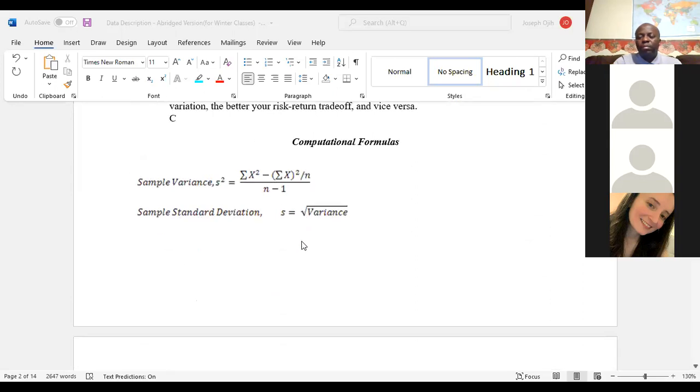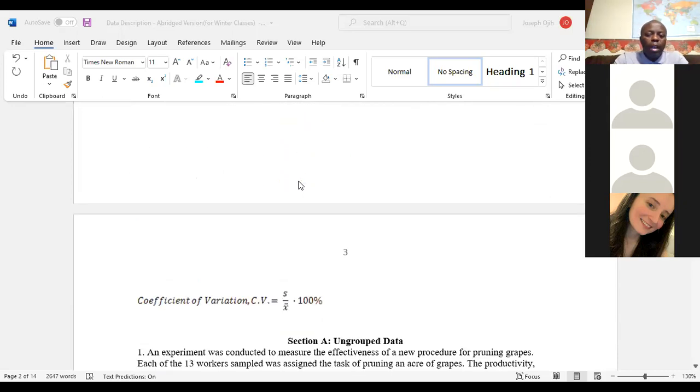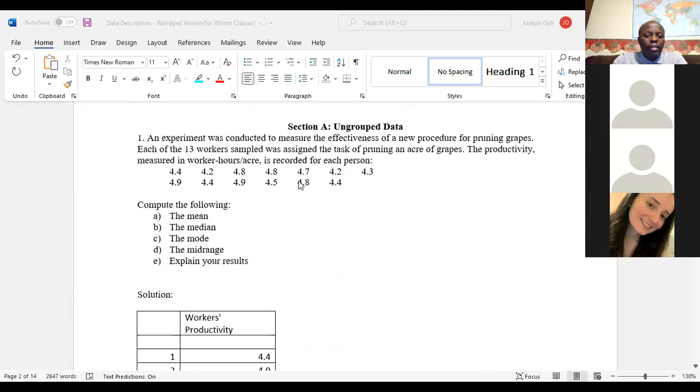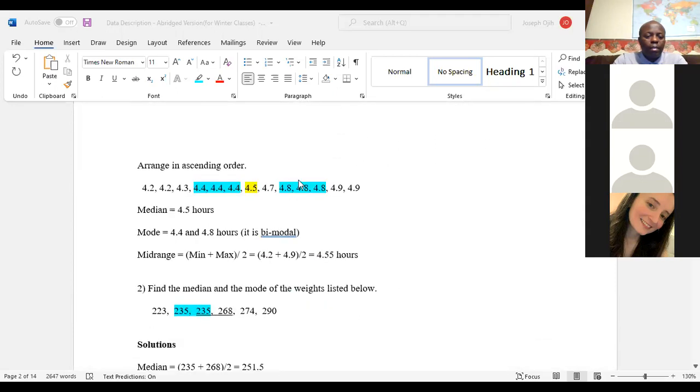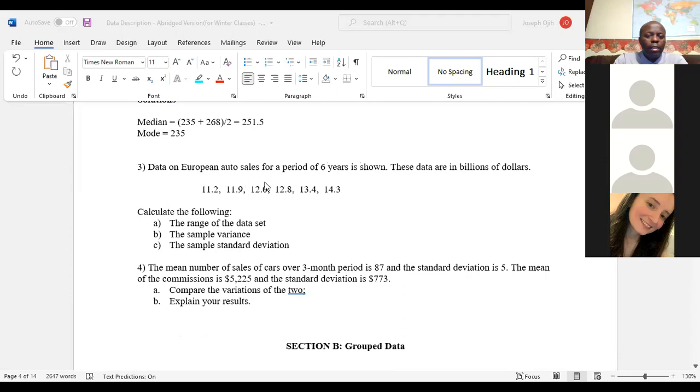And I explained that we have up to 3 different formulas for calculating the mean and variance. So it's better to stick to the one we're using here so that you won't get confused. Having said that, we can look at this example. It says here that the data on European auto sales for the period of 6 years is shown. These data are in billions of dollars. Calculate the following: the range of the data set, the sample variance, and the sample standard deviation.